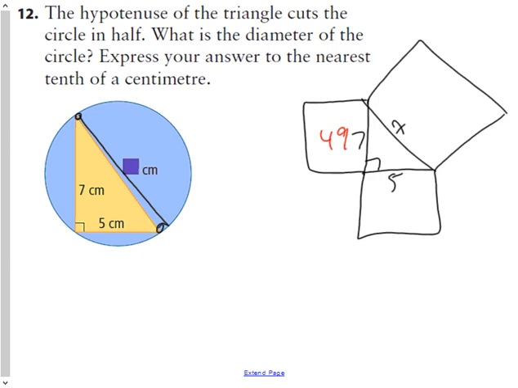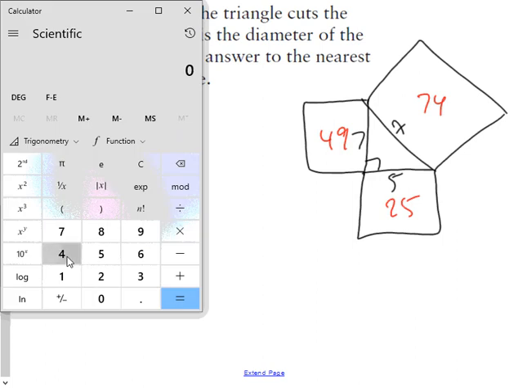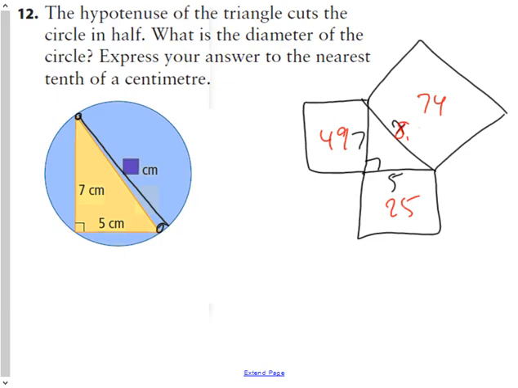This will be 49. This will be 25. And will this one be, which one is it? 49 take away 25 or 49 plus 25? Which one will this area be? 49 plus 25, which is 74. And therefore, if the area of that square is 74, then the side length is the square root of 74, which makes it approximately 8.6.